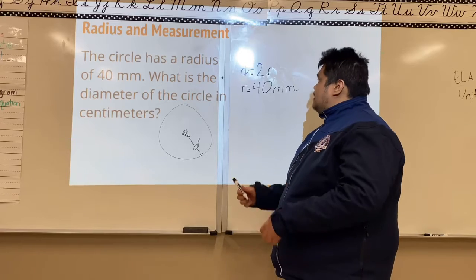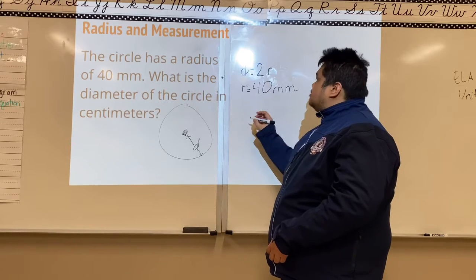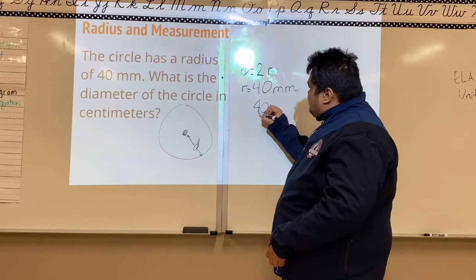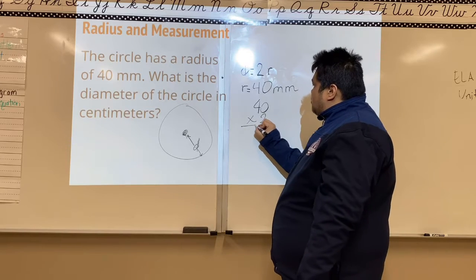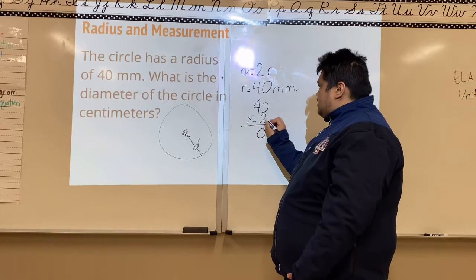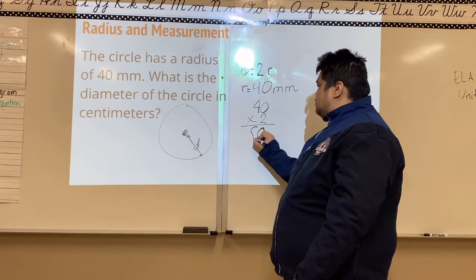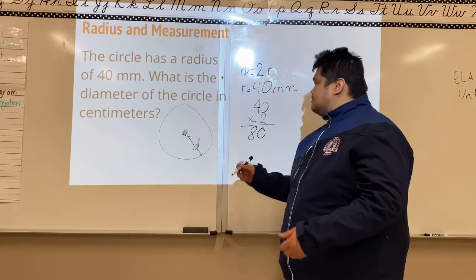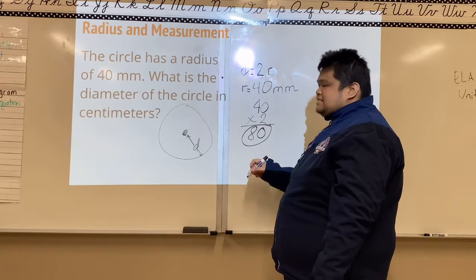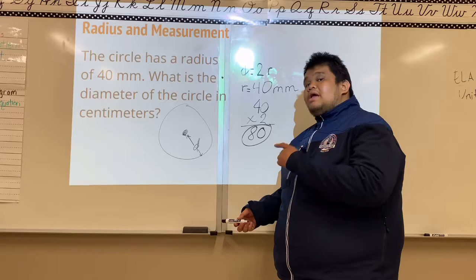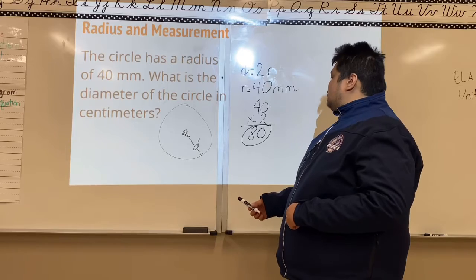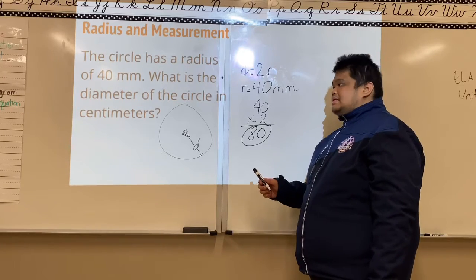So what is the next step? We are going to multiply 2 by 40. So 40 times 2. What is 40 times 2? 0 times 2, 0. And then 2 times 4 is 8. Now we got 80 as our answer. Is that our final answer? No. We are looking for centimeters, right? So, we are going to convert this into centimeters.